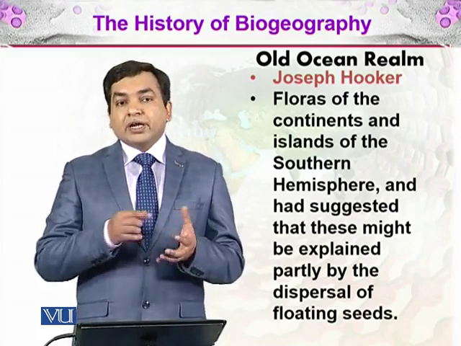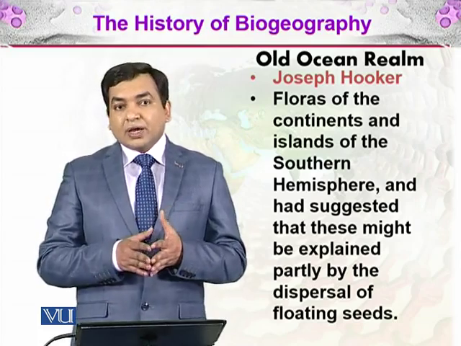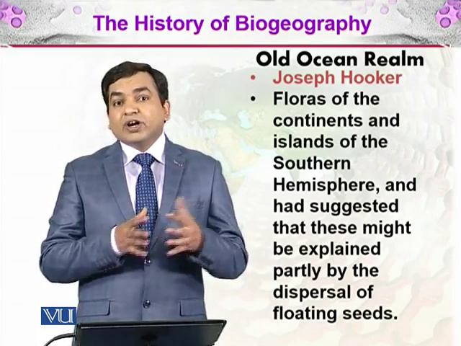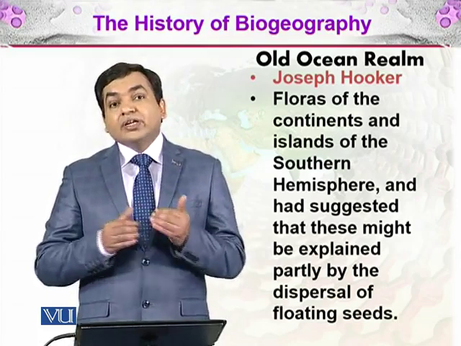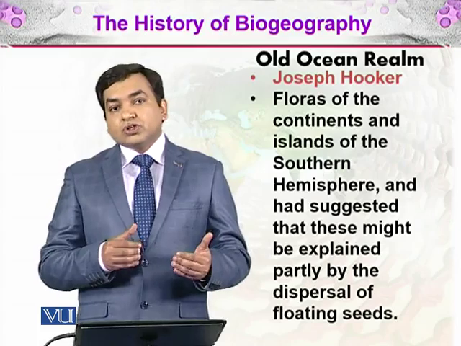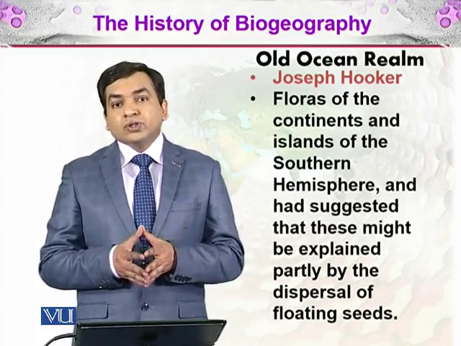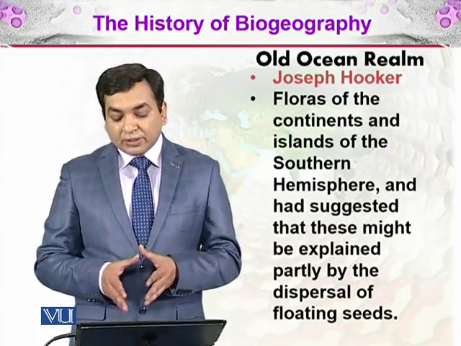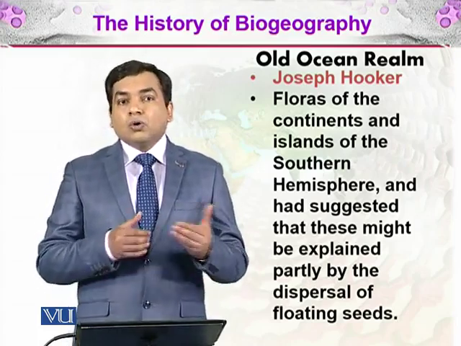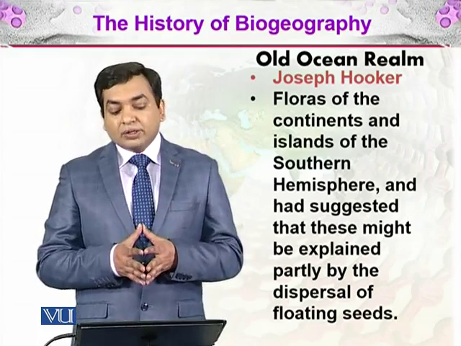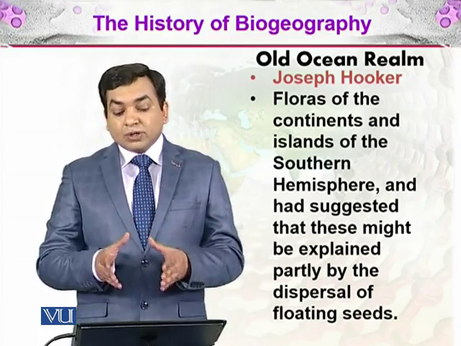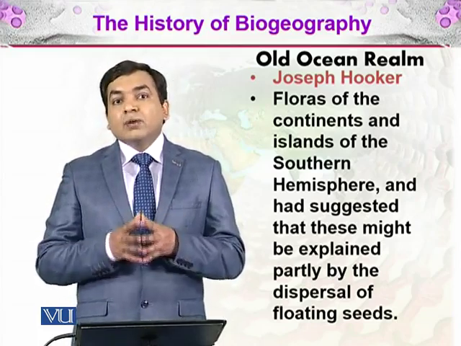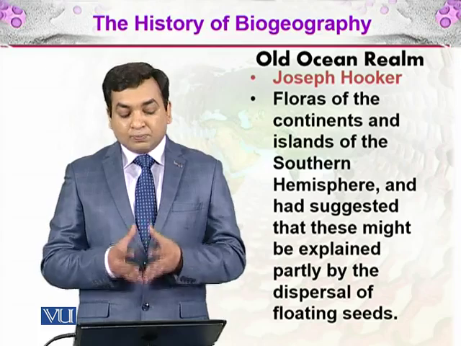All of those, Antarctica, South America, and southern Africa, are very separate from each other. So how are the different plants present on them related to each other? He said that there were some seeds which were dispersed by floating on the water. That was his explanation for the old ocean realm, which was geographically situated apart but having the same plants on them.